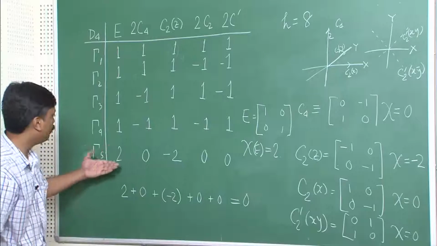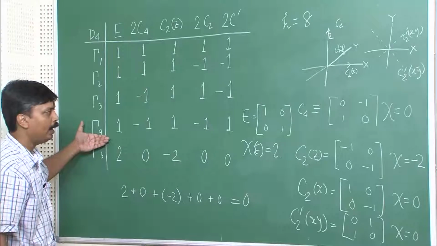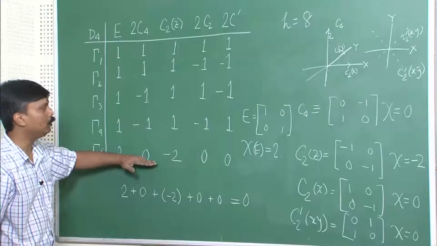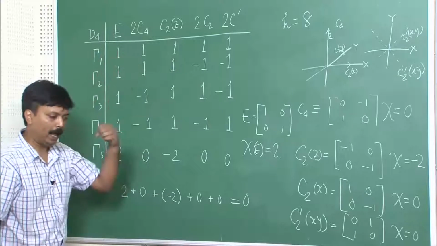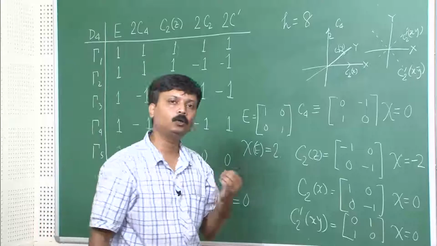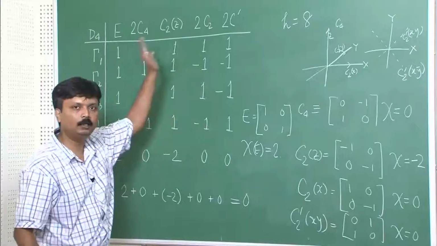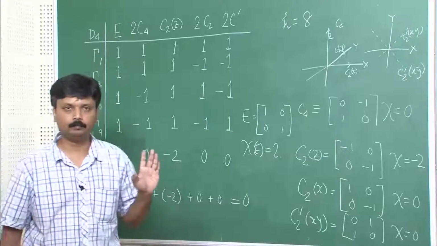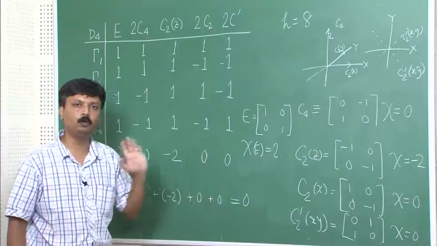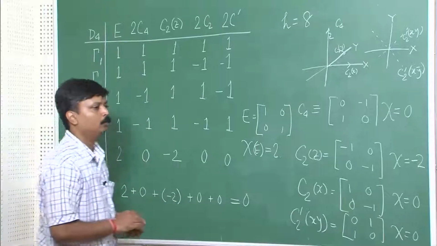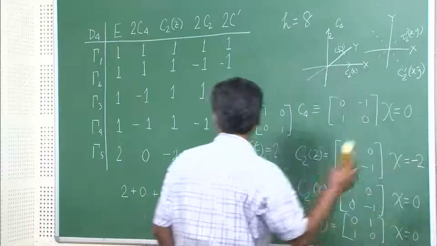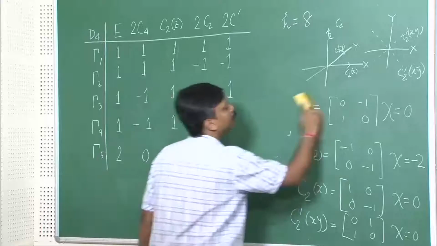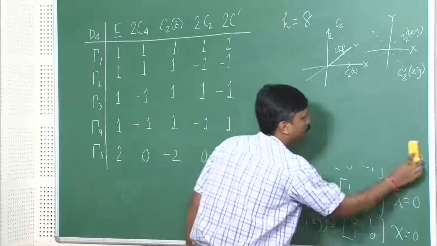So this gamma 5 is orthogonal to gamma 4, and I will leave it with you to verify whether this one is orthogonal to any one of them. Actually, you will find that yes, it is orthogonal. Gamma 5 is orthogonal to any of the other 4 IRs. Okay, and all the IRs are orthogonal to each other, and they are normalized to the order of the group. So we have successfully found the irreducible representations for this point group D4.